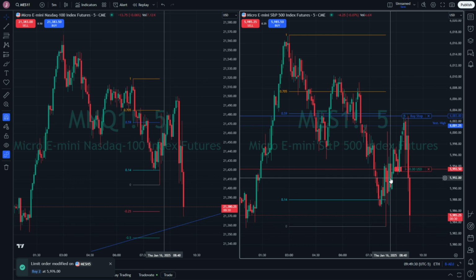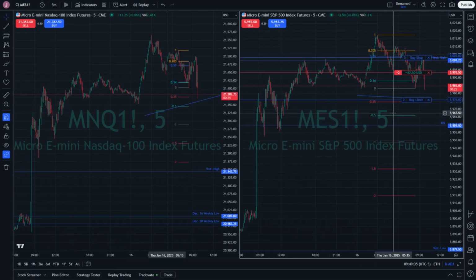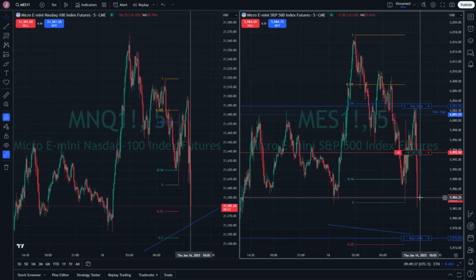I also do still expect the price to fall down quite a bit down to these levels down here, but I don't necessarily want to participate in those. Maybe in the afternoon, maybe we'll see.